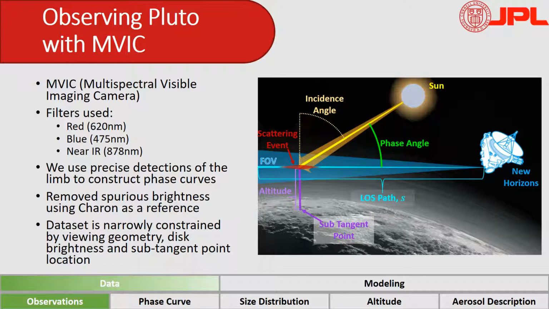But before we could do any of that, we needed to remove an off-disk glow caused by stray light or some other spurious brightness in the instrument. We know that this off-disk glow is not entirely due to the haze in Pluto's atmosphere because the same glow is visible around Charon, which is an airless body. So, in order to remove this spurious brightness, we use Charon as a model and subtract that part of the signal off to get our final data set.